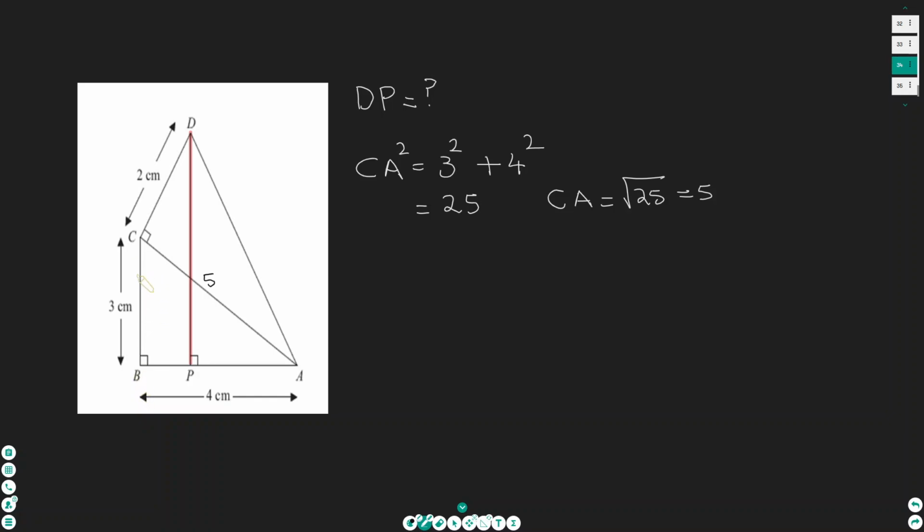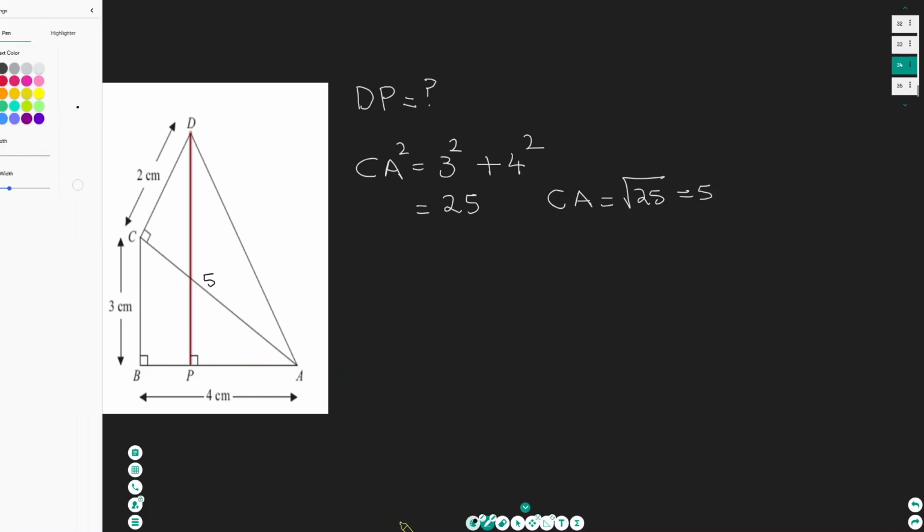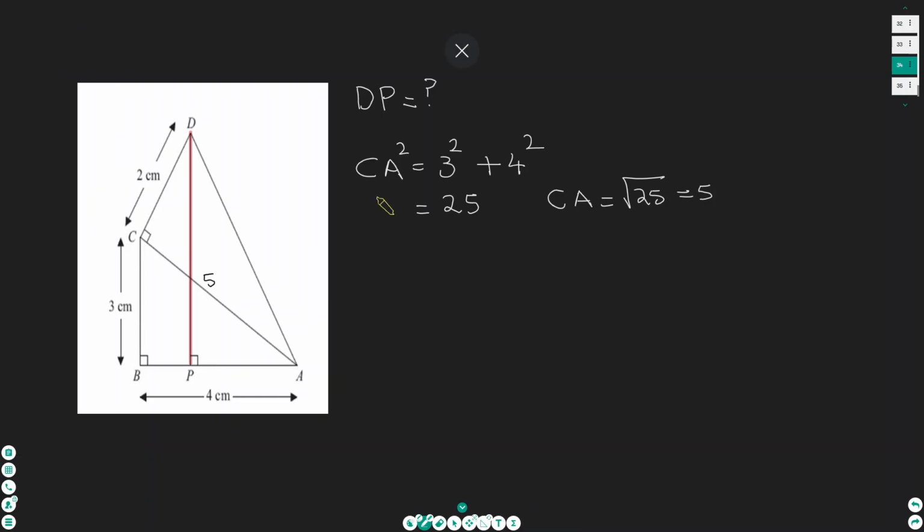We can also find another side, the DA, because the DA is the hypotenuse of the right angle triangle DCA. By using exactly the Pythagoras theorem again, we can find the DA in the same way. 25 plus 4 is 29, so this is the square root of 29.